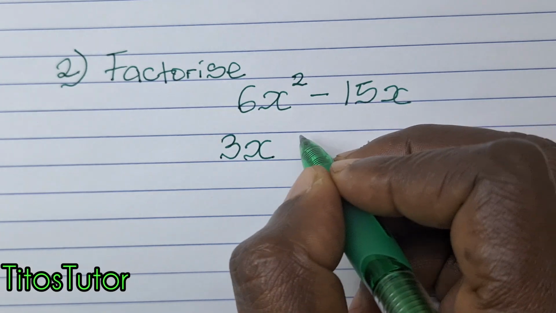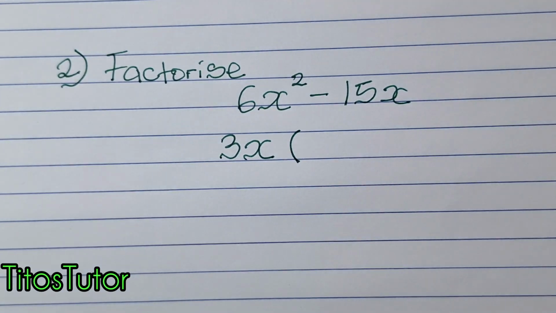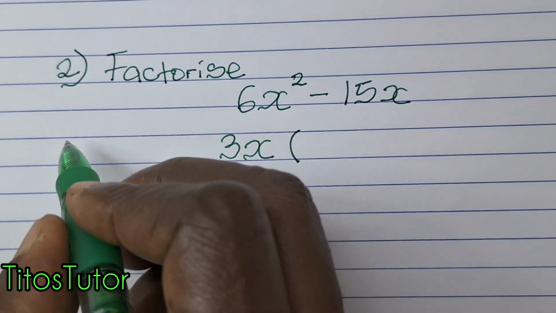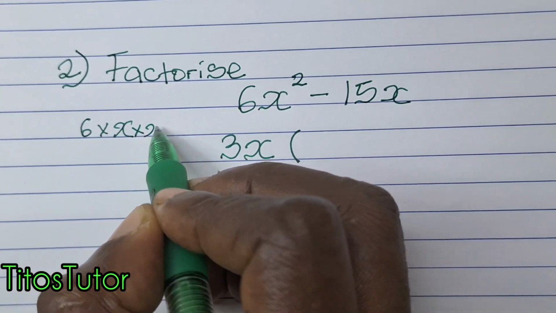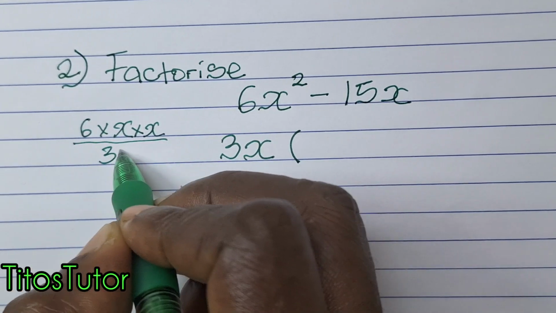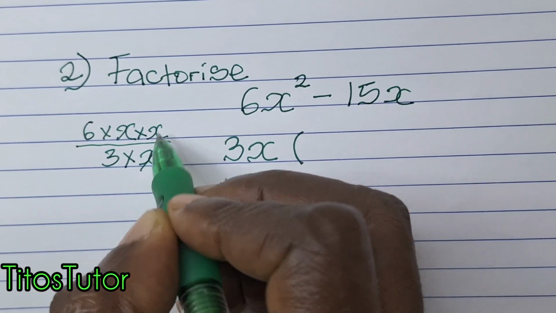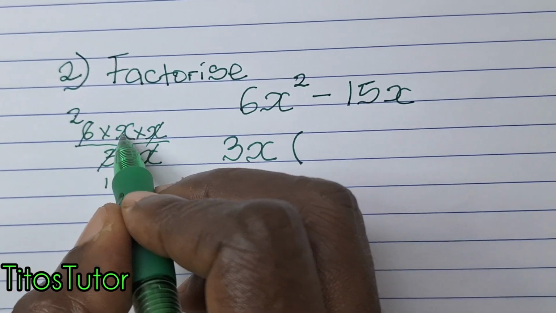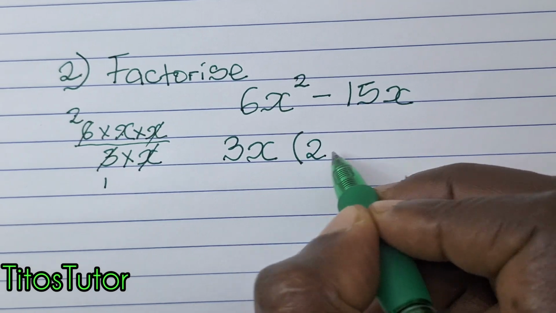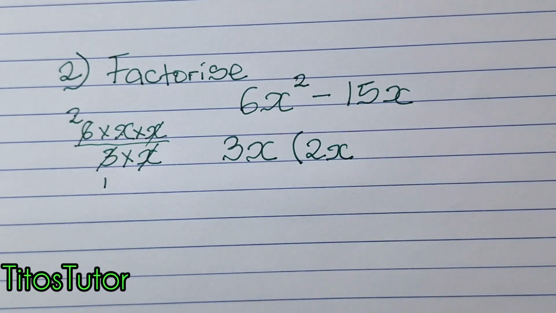3x, I open a bracket. So I do this divided by 3x. Just imagine 6 times x times another x all over 3 times x. This x cancels this x. 3 here 1, 3 here 2. 2 times x is left. So right here I have 2x.